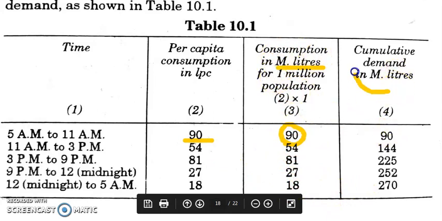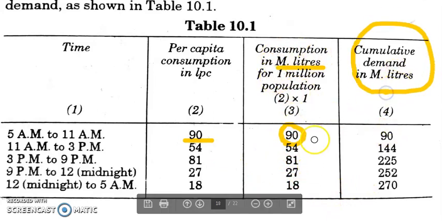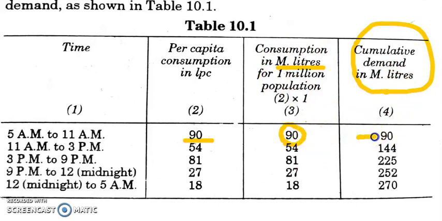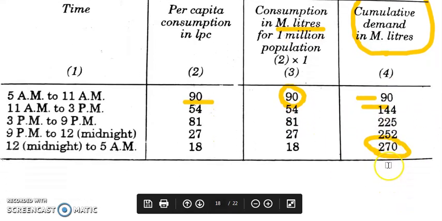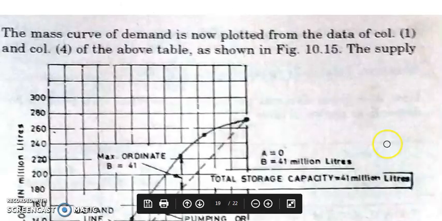Now here is the cumulative demand in million liters. So you go on adding. First one is 90 as it is. Second is 90 plus 54, so 144. Then 144 plus 81, and so on, until the total is 270. That is the cumulative demand. Go on adding. This is what we are going to plot on the y-axis.